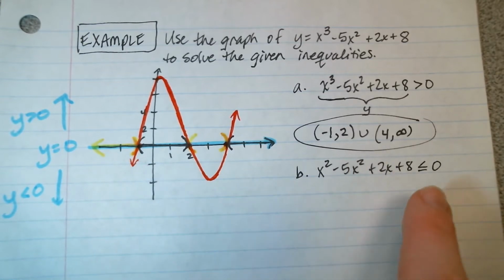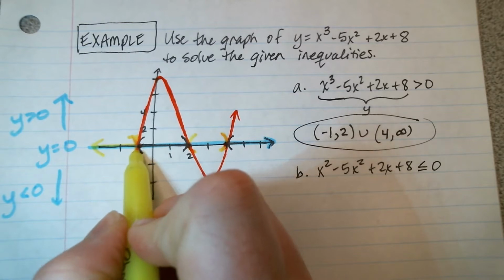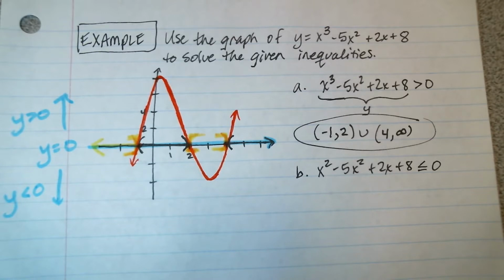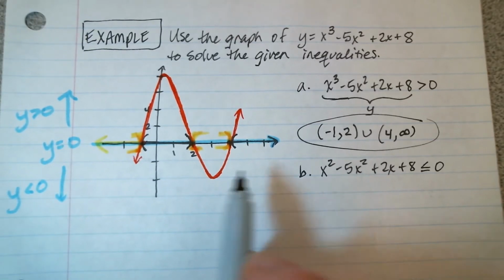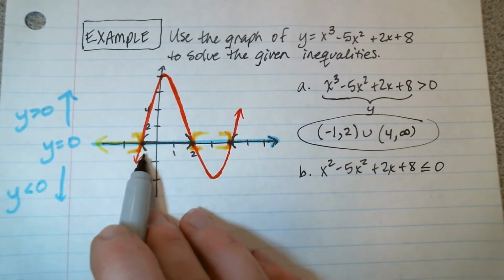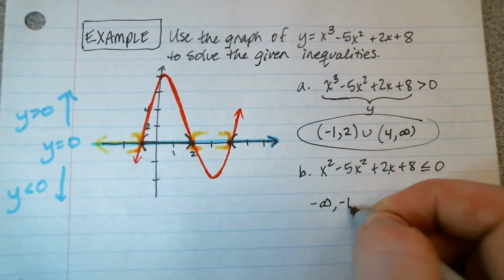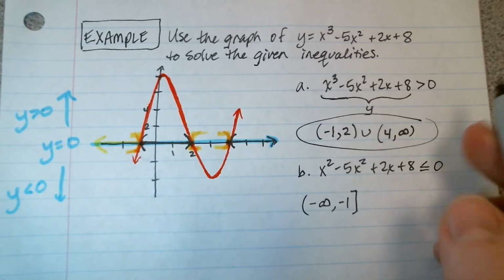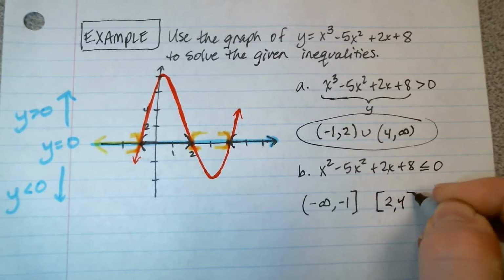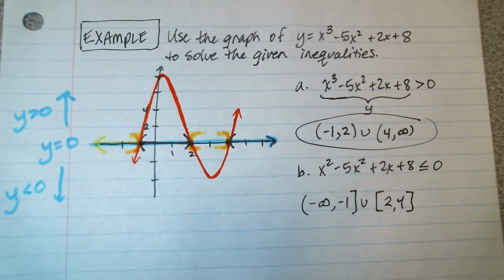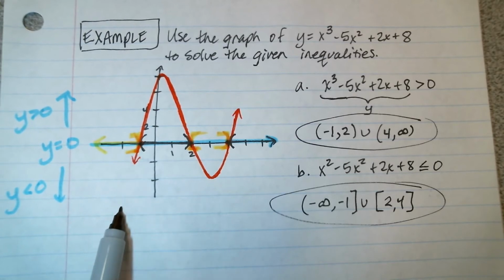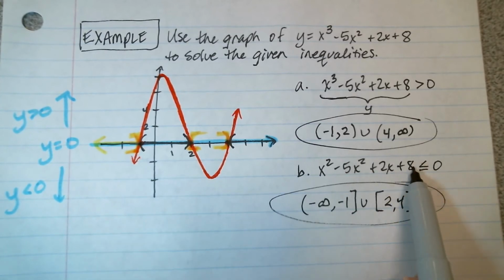Now I'm using parentheses, but this is or equal to, so they really should be brackets. So when I write this solution using interval notation, we're going to have -infinity up to -1 and including -1. Then the interval from 2 to 4, including the endpoints. And again, union to join the two sets. So these are the x values where the graph is below the x-axis, or in other words, where this function is less than or equal to 0.